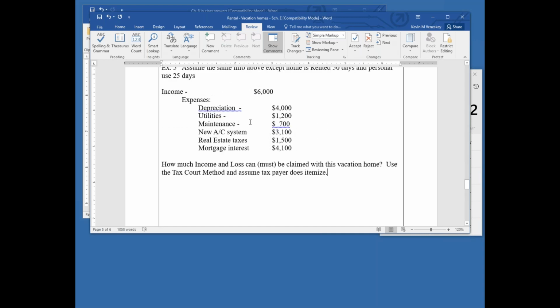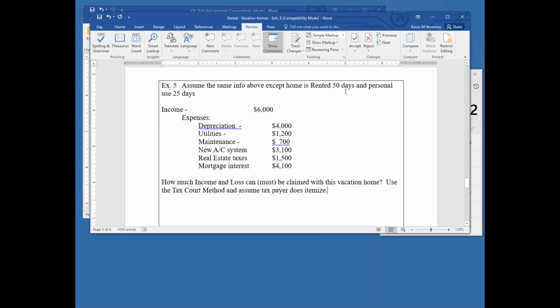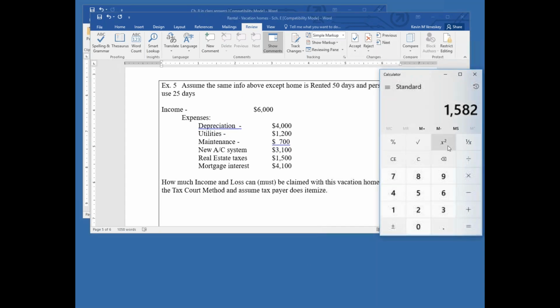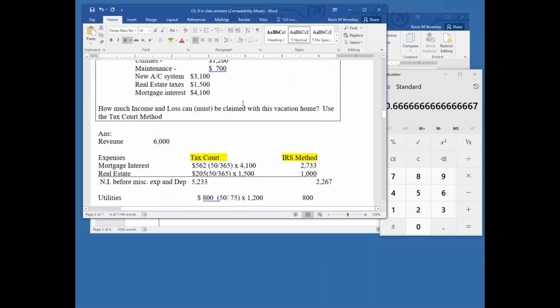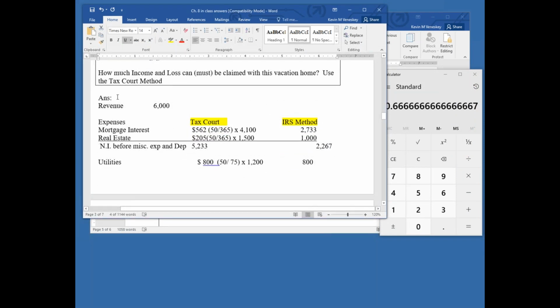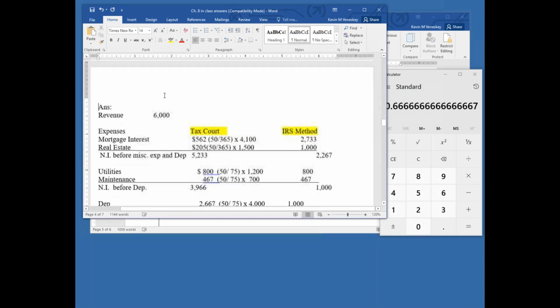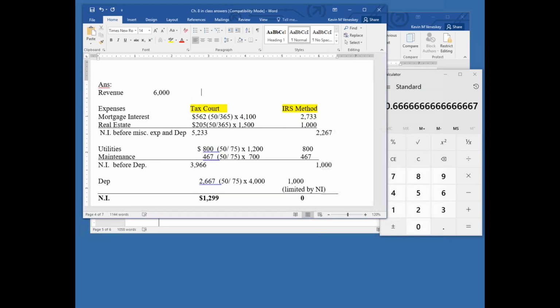All right, let's go through the answers. So using the IRS method, I got 50 divided by 75 days rented. So 66.67% would be the amount that I'm going to use as a percentage basis. And I did it both ways. Let's bring this down so we can see it all on one screen. All right, so we got 6,000.